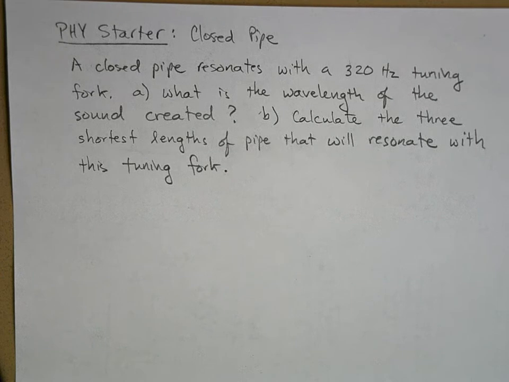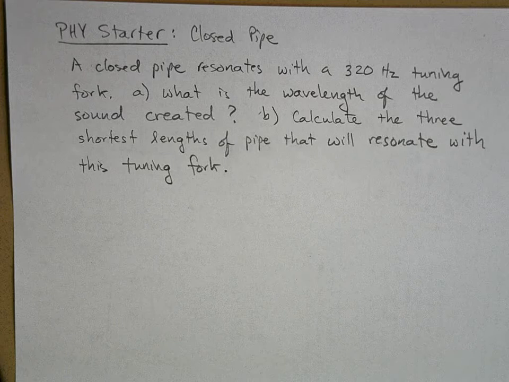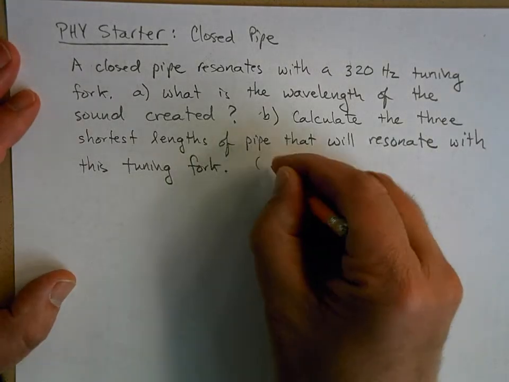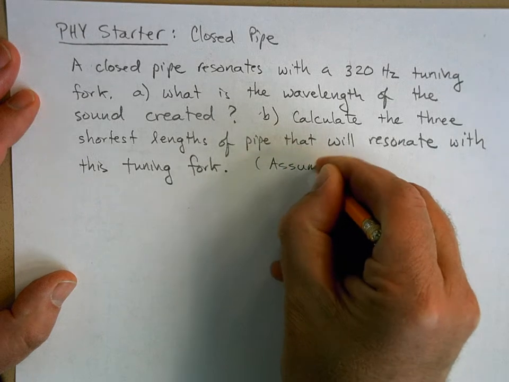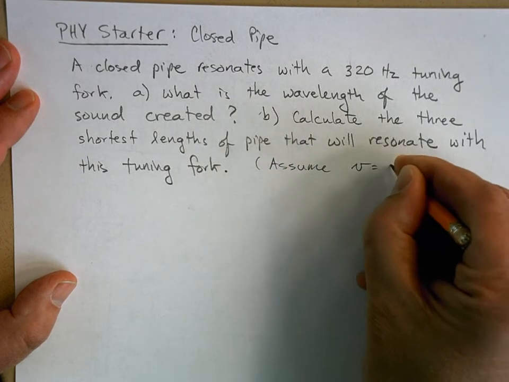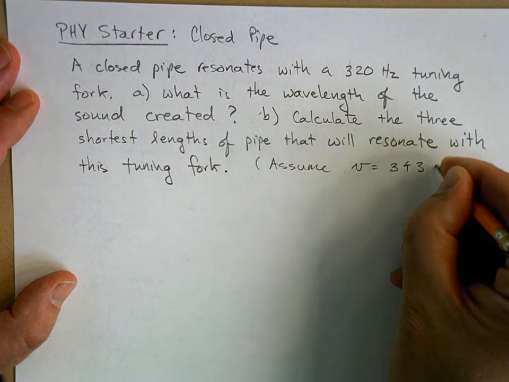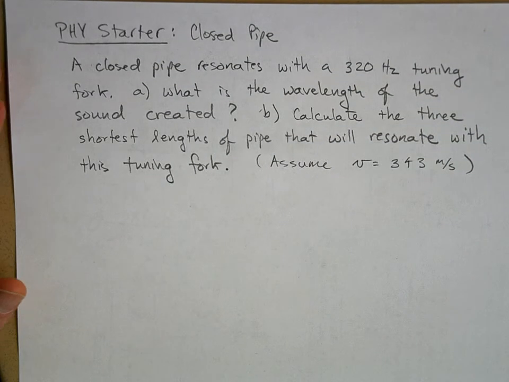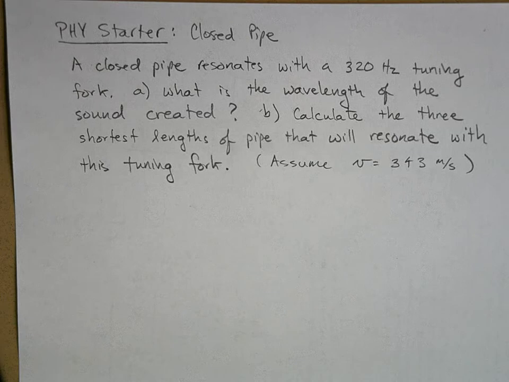Let's work this closed pipe problem. A closed pipe resonates with a 320 hertz tuning fork. What is the wavelength of the sound created? Calculate the 3 shortest lengths of pipe that will resonate with this tuning fork. And one thing I didn't write down is you can assume that the speed of sound is 343 meters per second. That's what I'm going to use, plus or minus a couple meters per second. That's a good value for it.